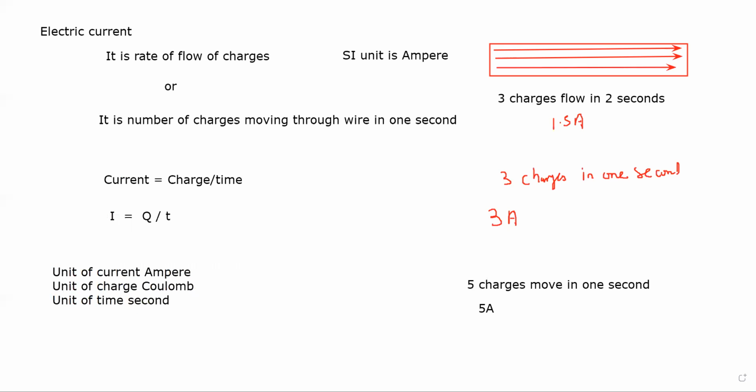Is the concept of electric current clear? Current is represented by symbol I, and the unit is ampere, denoted by A. But when we use a formula, we say I is equal to Q by T.